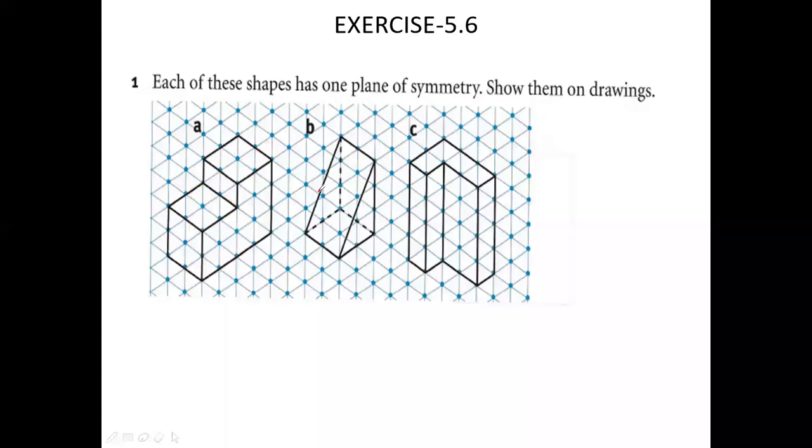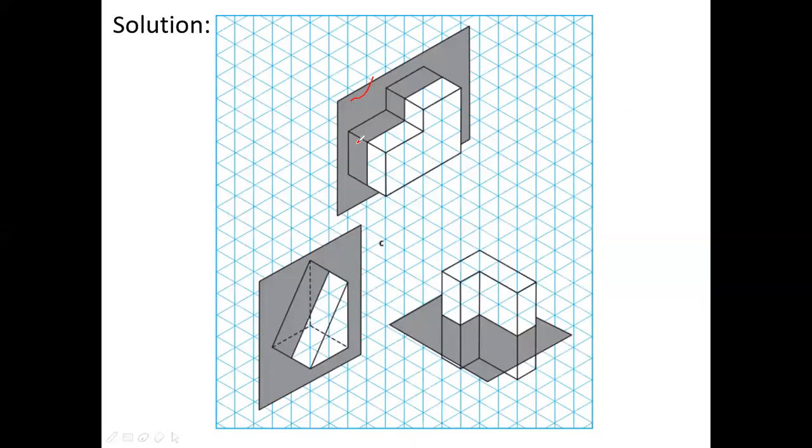Look at this figure. Horizontally you can't divide it into two equal parts. So only one option we have, that is vertical, this one. This kind of a plane we need to arrange. It is a 3D figure. If you take a plane like this, then you can see the second part looks like the image of the first part. So this is how we can draw the plane of symmetry.